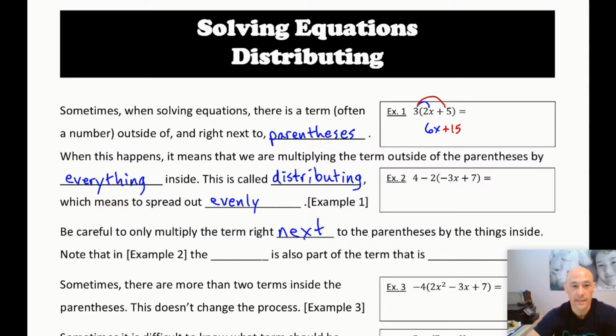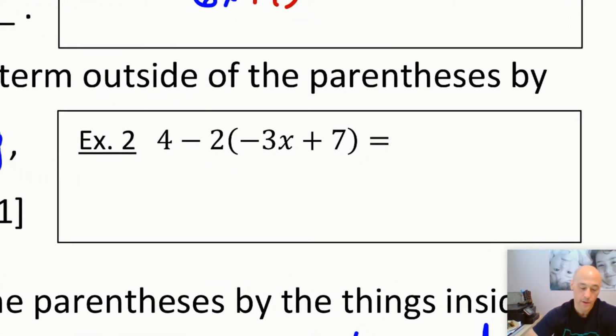Note that in example 2, the sign is also part of the term that is distributed. So let's look at example 2 and see what I'm referring to there. So here, the sign is distributed along with the 2. So a negative 2 is what is distributed.